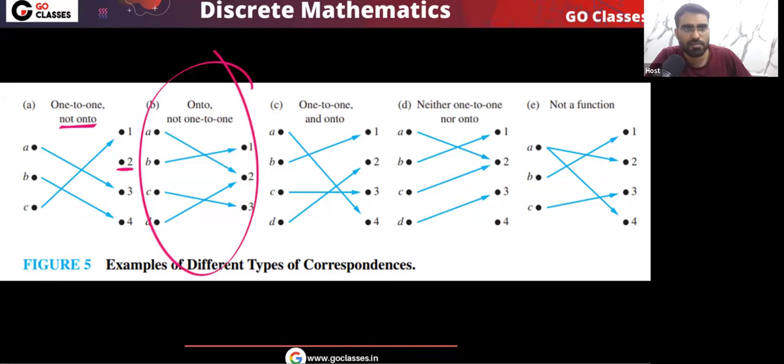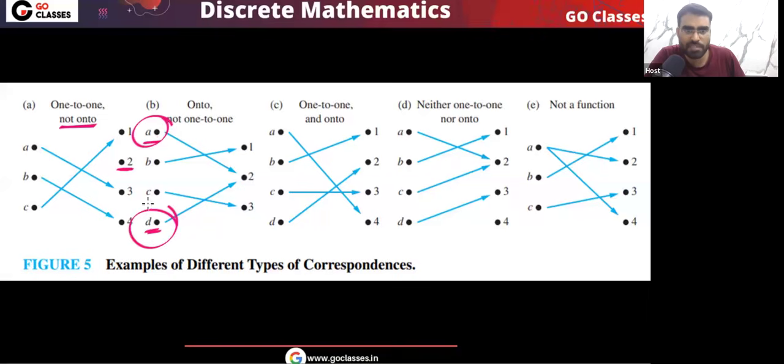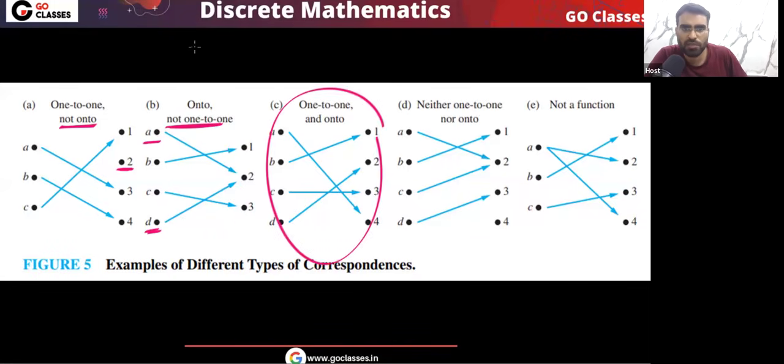What about this function? Is this function 1, 1? This function is not 1, 1 because D comma A, they have same image. Different elements have same image. So this is not 1, 1. Okay, but this is onto. Every element of codomain is covered. What about this function? You can see this function is onto because every element of codomain is covered.